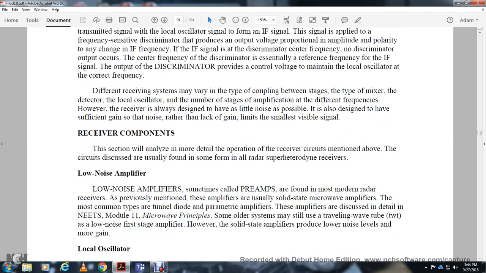Now the receiver components will be covered in more detail. The circuits described above are usually found in some form in the radar superheterodyne receiver. The low noise amplifier, sometimes called the preamp, is found in most modern radar receivers. As previously mentioned, these amplifiers are usually solid state microwave amplifiers.